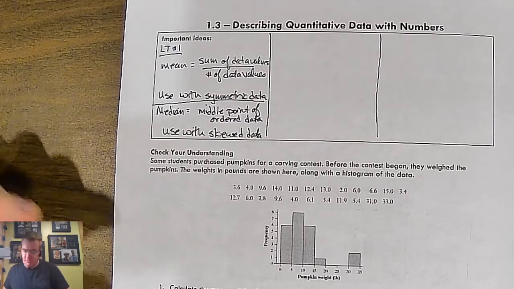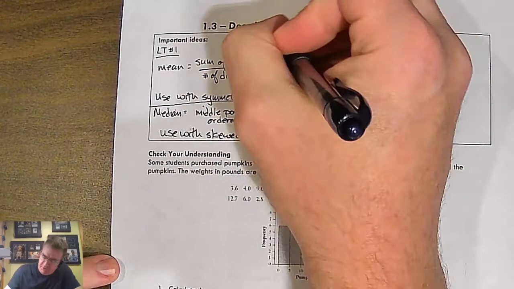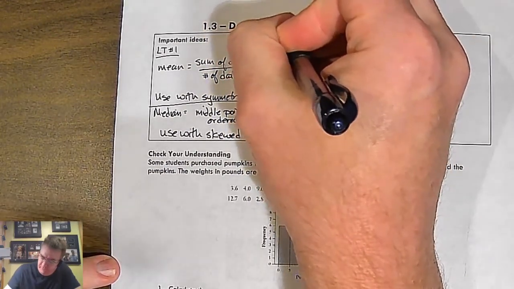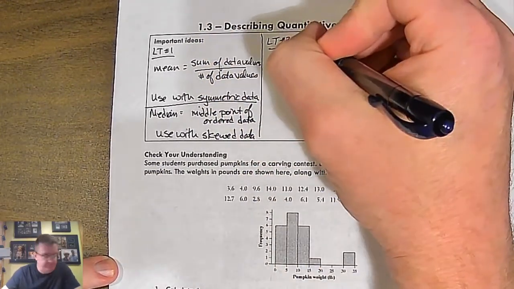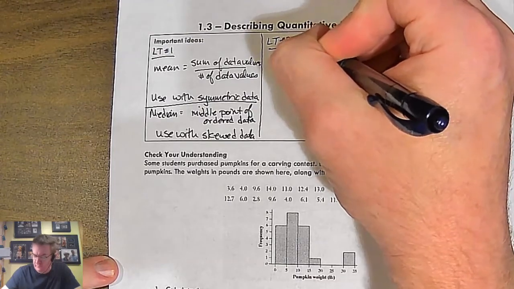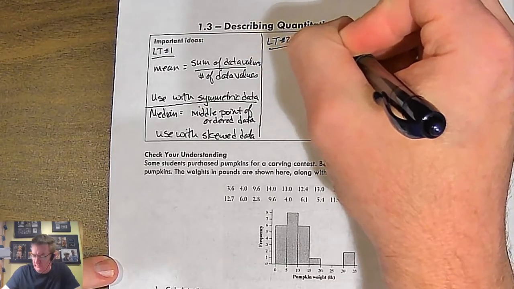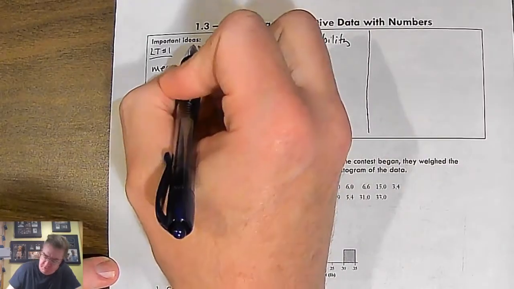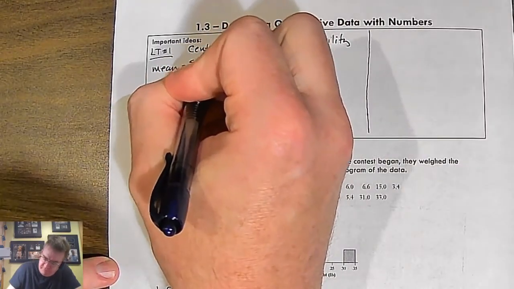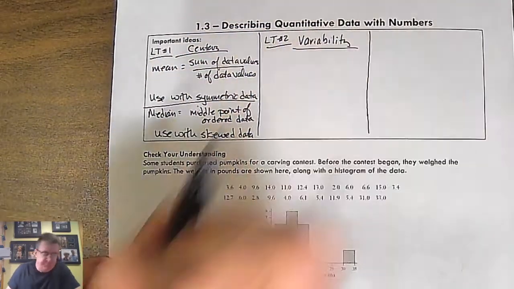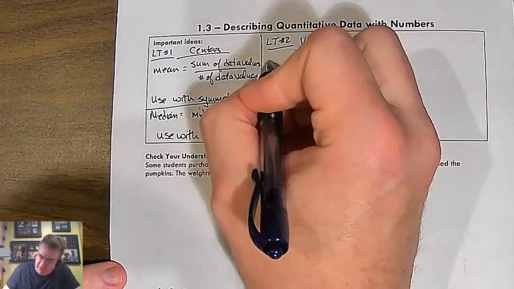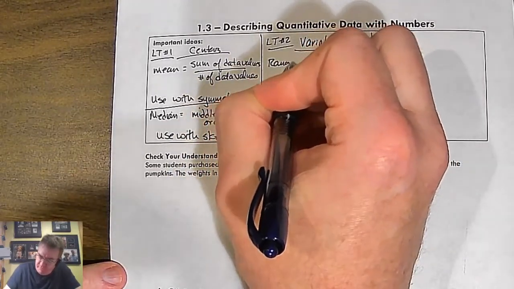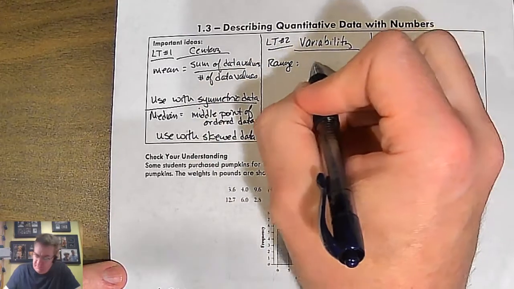So, okay. Learning target number 2, variability. Actually, let's call this one centers. So for variability, you've got a couple of different things. You've got range. And range is max minus min.